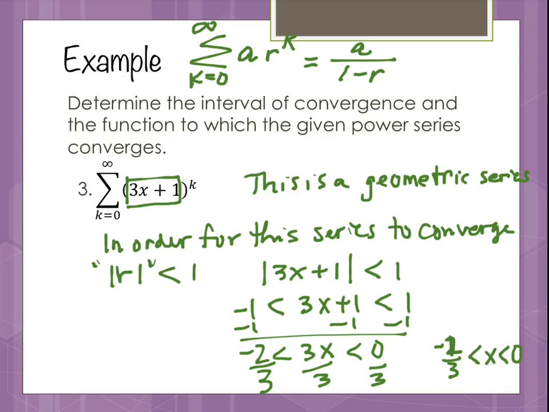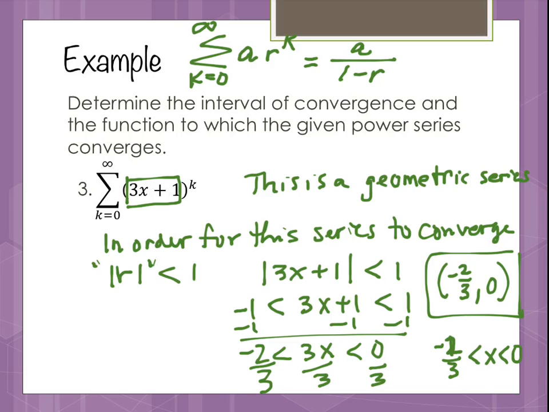So my interval of convergence is negative 2/3 to 0. I don't need to test the endpoints because the geometric series test said it had to be strictly less than 1. If it was equal to 1, it wouldn't work. So I don't have to worry about testing the negative 2/3 or the 0 because I'm working with a geometric series, not the limit when we were doing the ratio test.